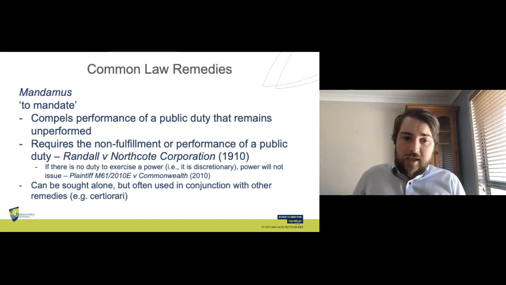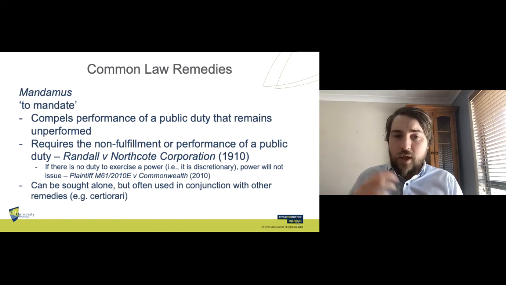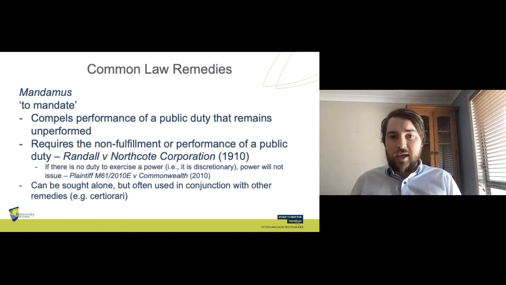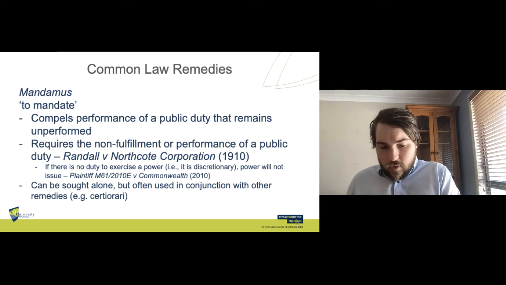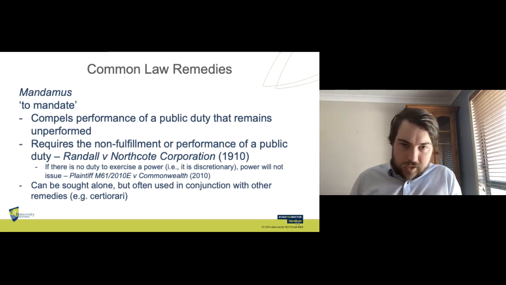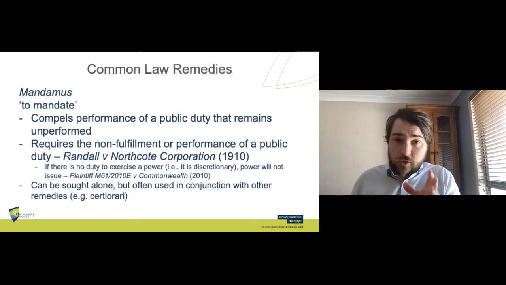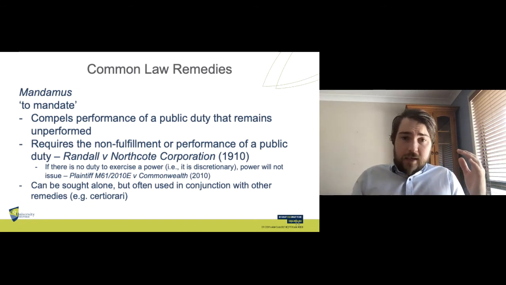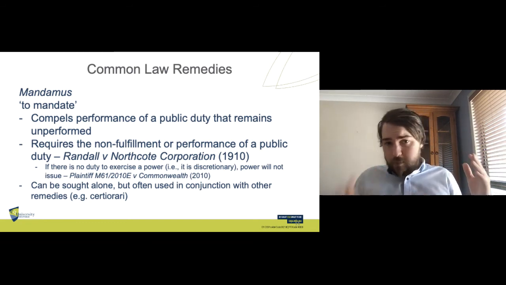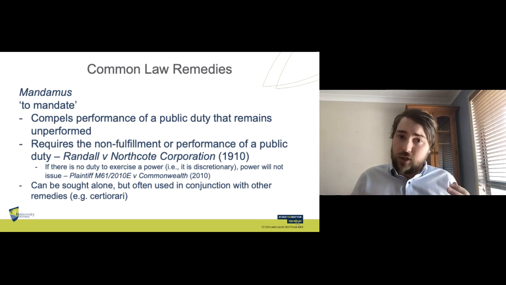We can seek mandamus on its own, but it is often used in conjunction with other remedies as well. So, for example, with an order of certiorari. So that could be the court uses certiorari to move a decision that's already been made into its jurisdiction to quash it. Once it's been quashed, then there's effectively no decision at all. And then you get an order of mandamus to compel the decision maker to remake that decision. So you can see how those two might be used in conjunction.